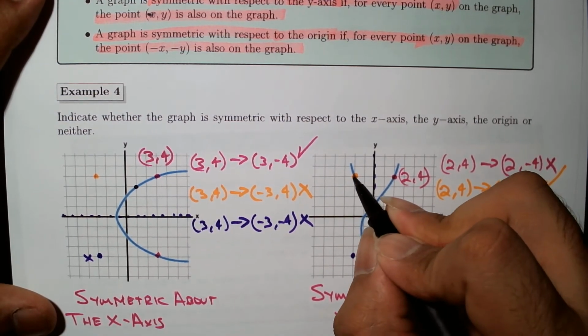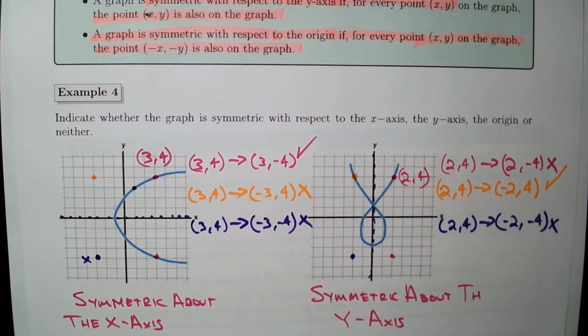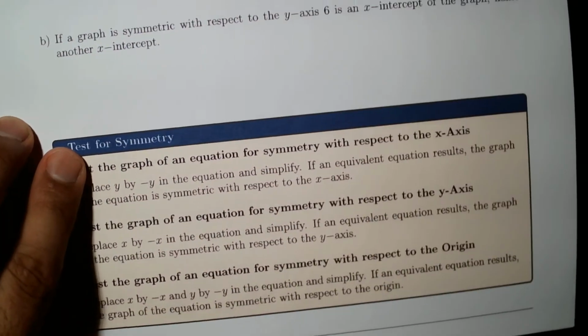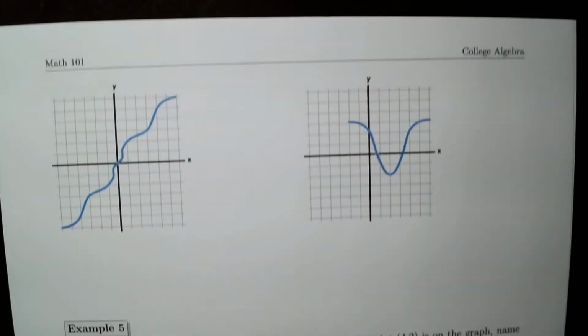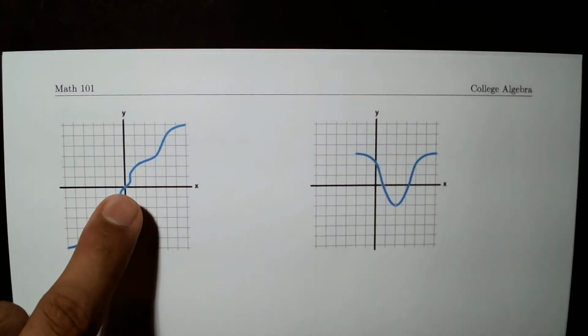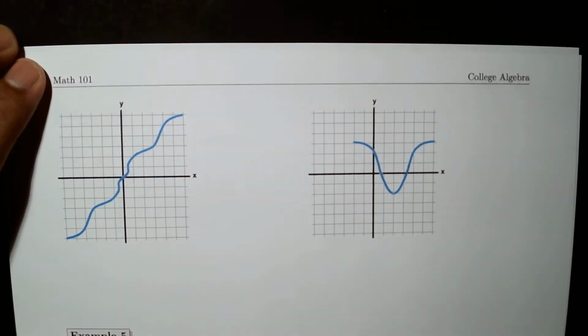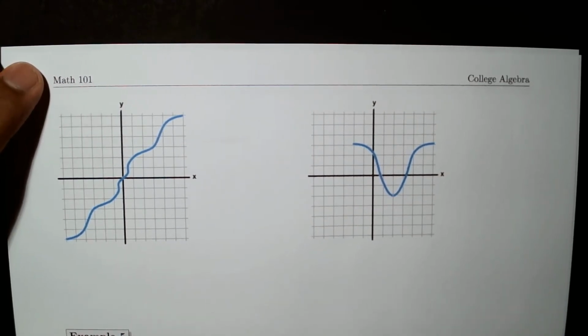However, not all of them lie exactly at a nice number, which by nice number we mean integers. Okay, so let's look at more examples of this. Let's determine whether this graph is symmetric about the x-axis or the y-axis.